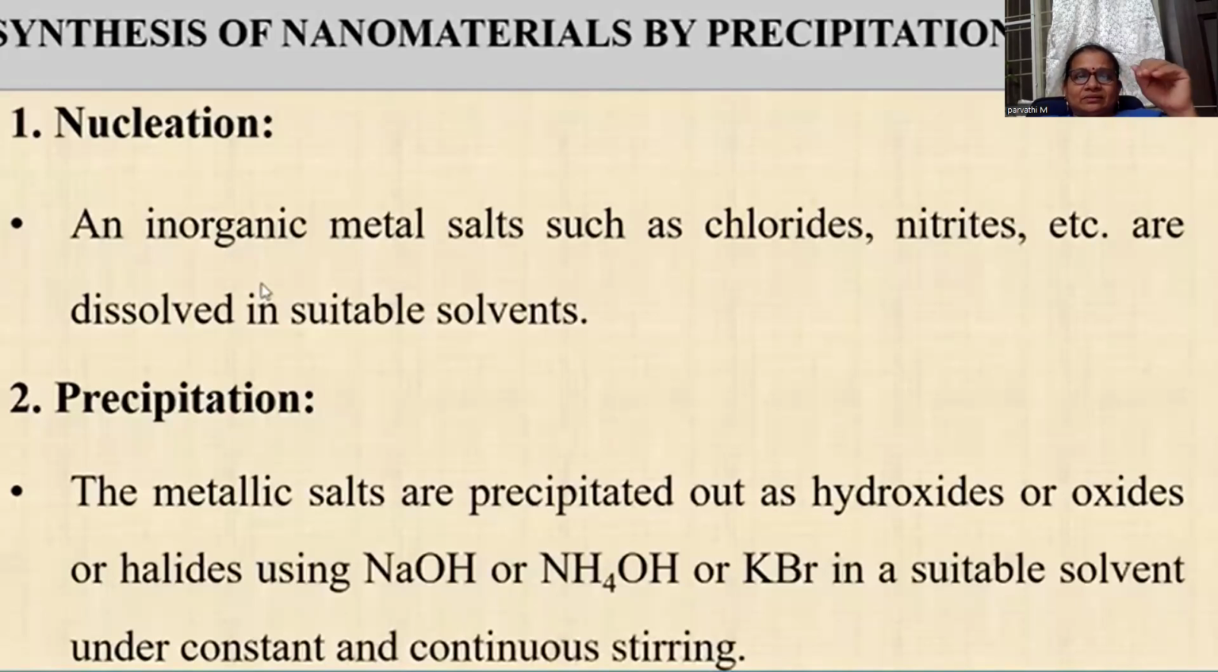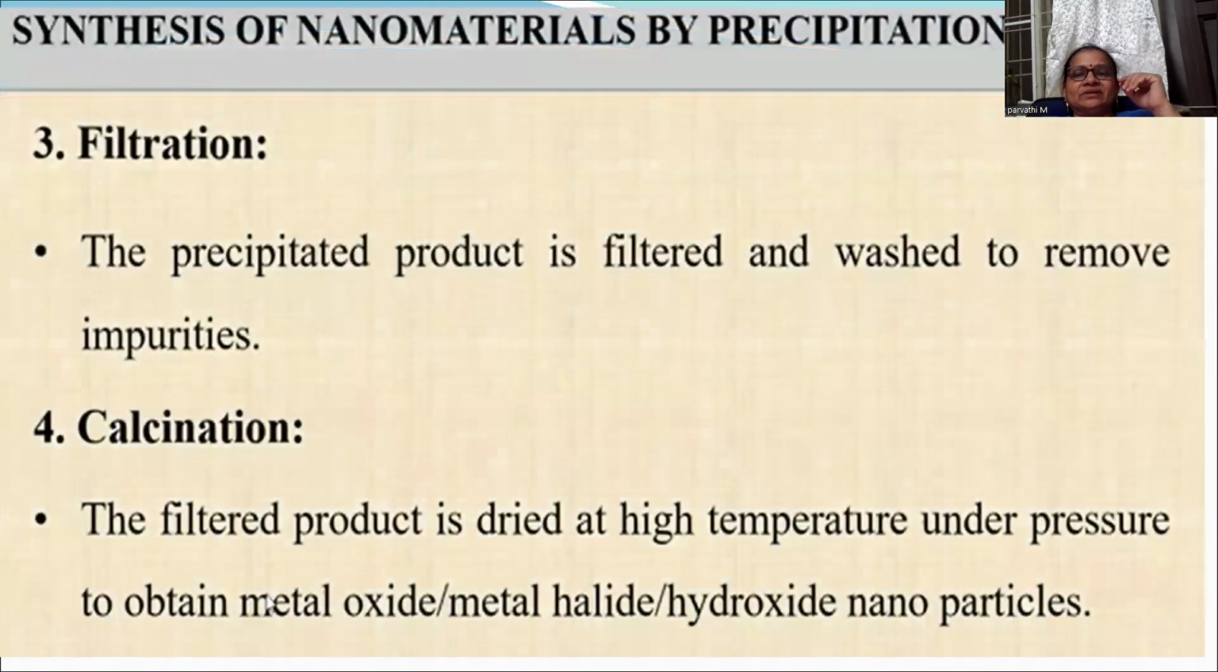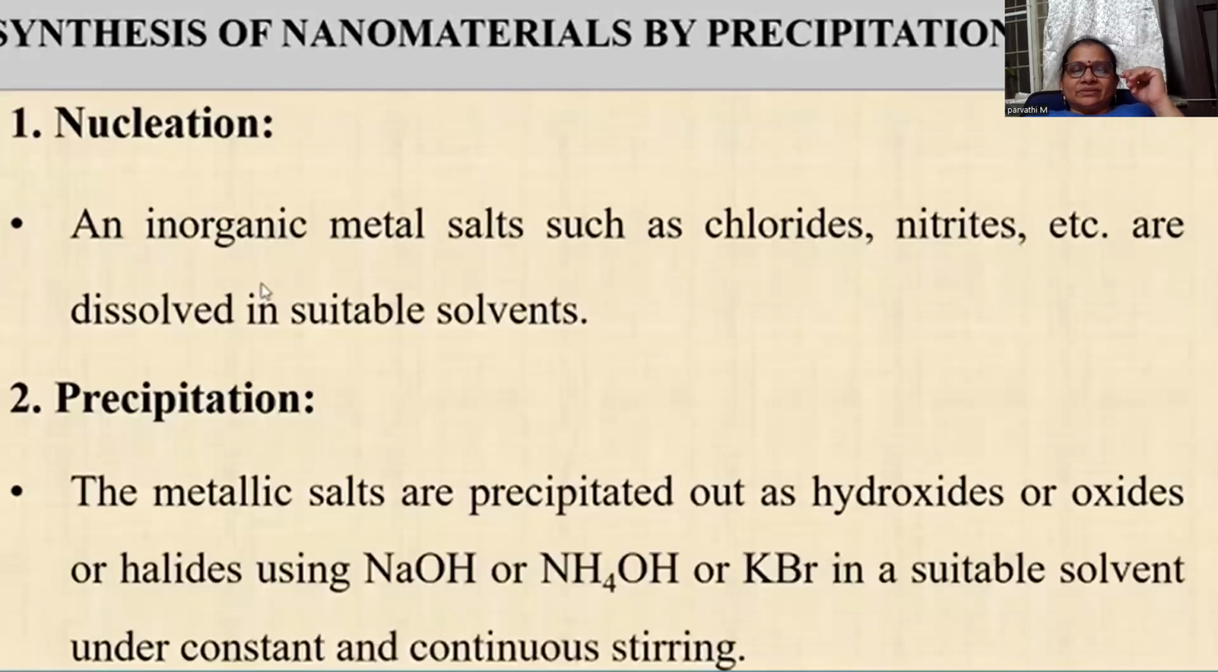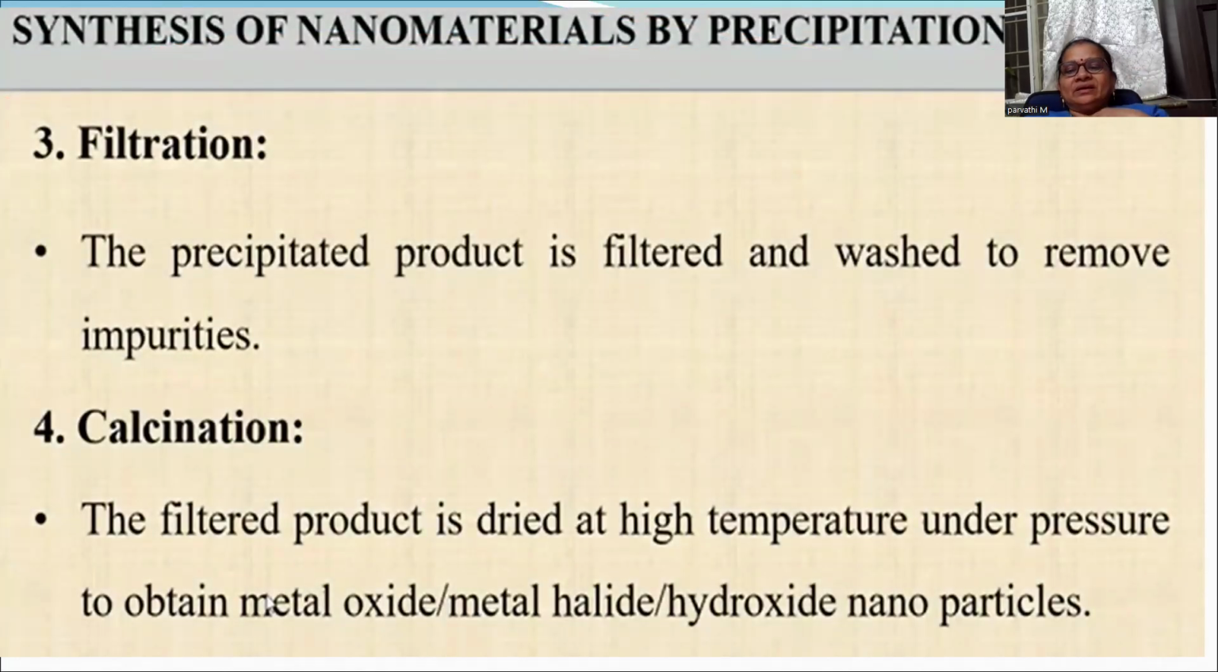Then calcination: the filtered product is dried at high temperature under pressure to obtain metal oxide, metal halide, or hydroxide nanoparticles. So nucleation means inorganic materials are dissolved in suitable solvents. Precipitation means adding materials to get hydroxides, oxides, or halides. Filtration removes impurities. And calcination, at high temperature or under high pressure, gives the metal oxide, halide, or hydroxide. The fourth and second steps are similar, but the fourth needs a much higher temperature compared to the precipitation step.